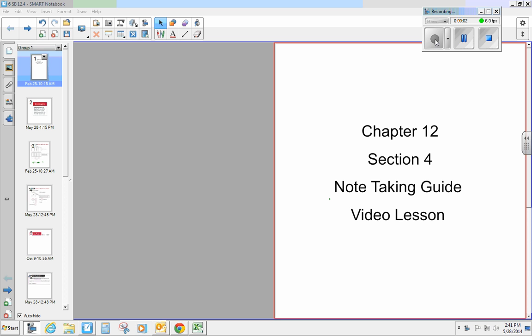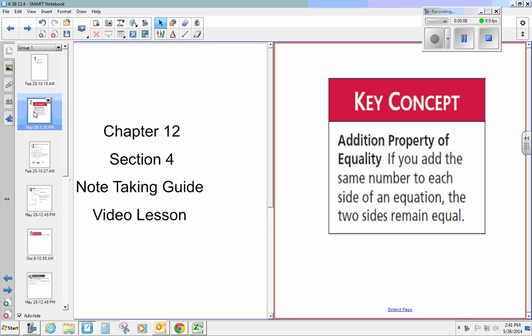Welcome to Chapter 12, Section 4, Solving Subtraction Equations. Now, just like the substitution property of equality, the addition property of equality is the same.